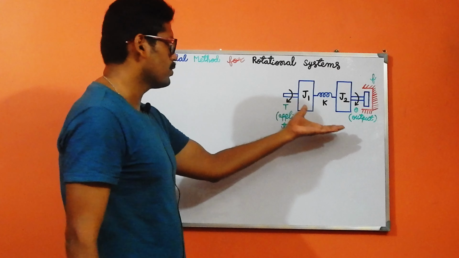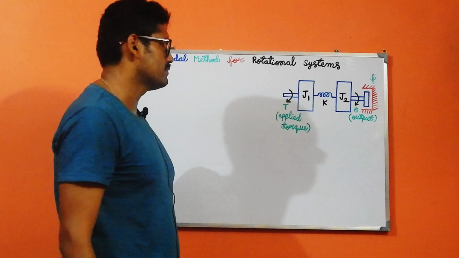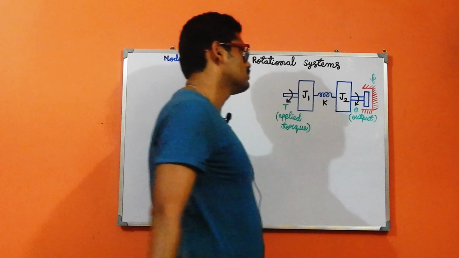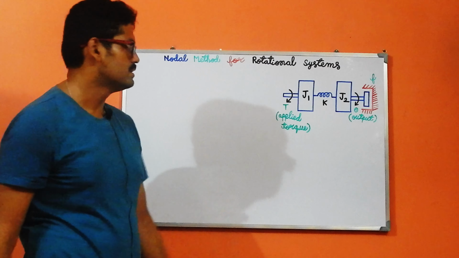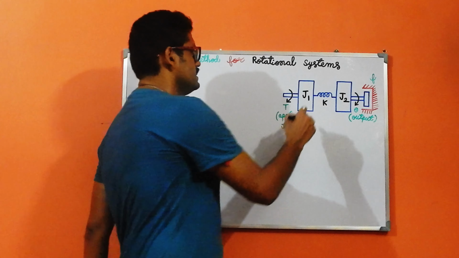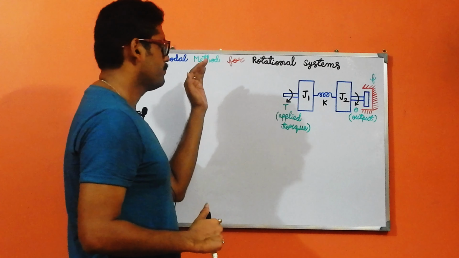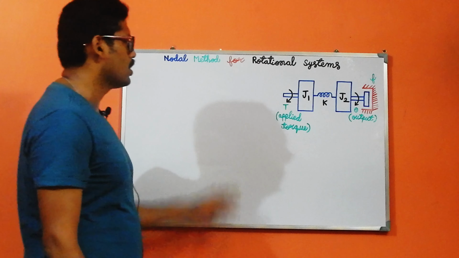Now if you consider our given rotational system, you can see that we have got J1 and J2 present over here. Quite clearly, if you consider this rotating element as a disc, J1 means a disc is present here and another disc is present over here. On that particular disc, a torque is applied at this point. This is our shaft, the middle portion is our shaft. The shaft is static, and these rotating discs, J1 and J2, keep on moving if you apply the torque at this point.